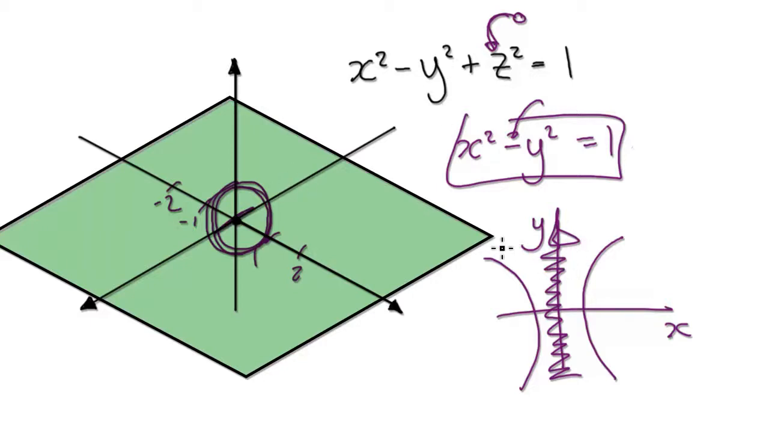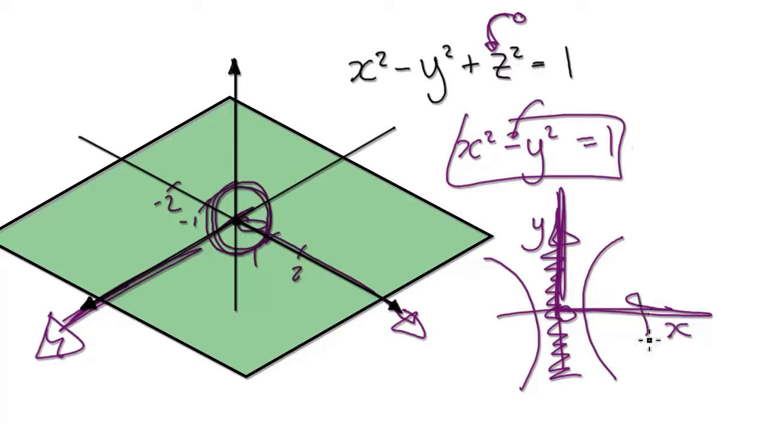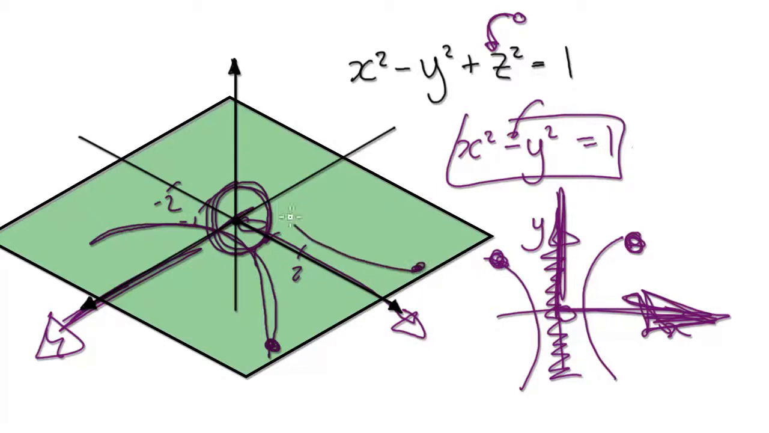Let me think. This is your y-axis, and this is your x-axis, which is positive in this direction. So this thing here would be somewhere around here and look something like this. And then this thing here would be somewhere around here, and it would look something like this.